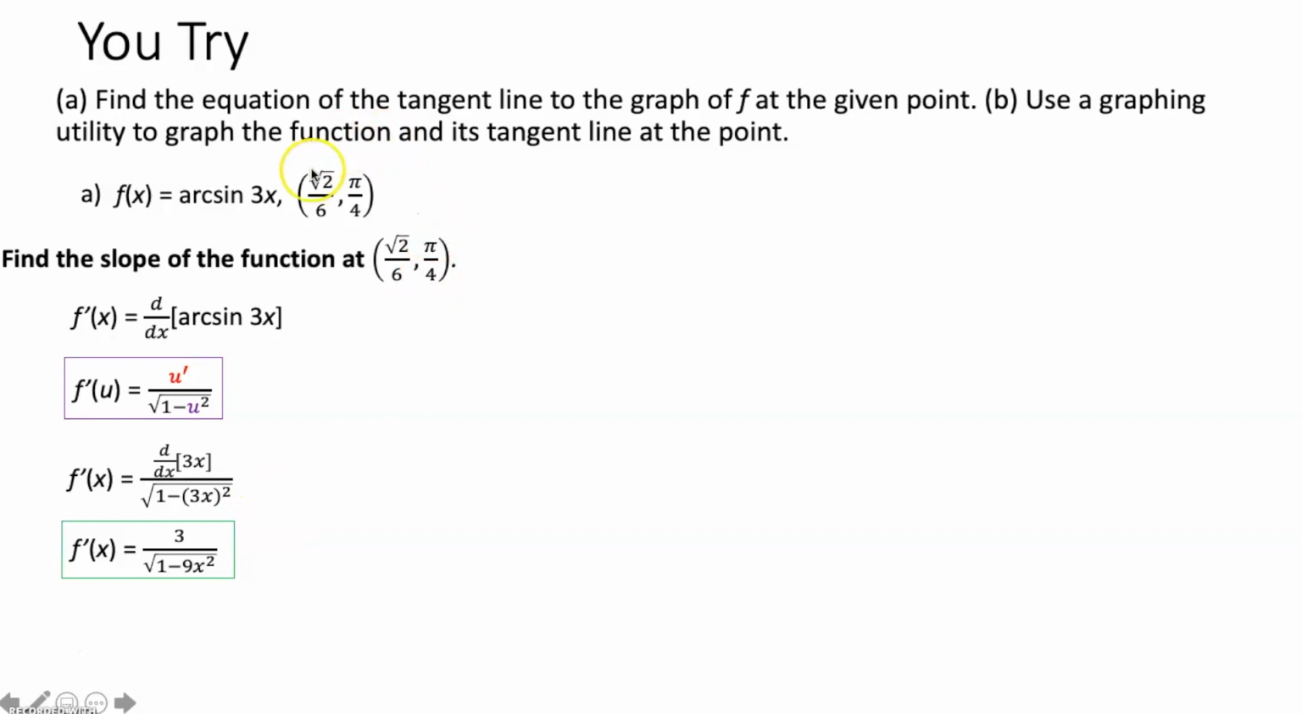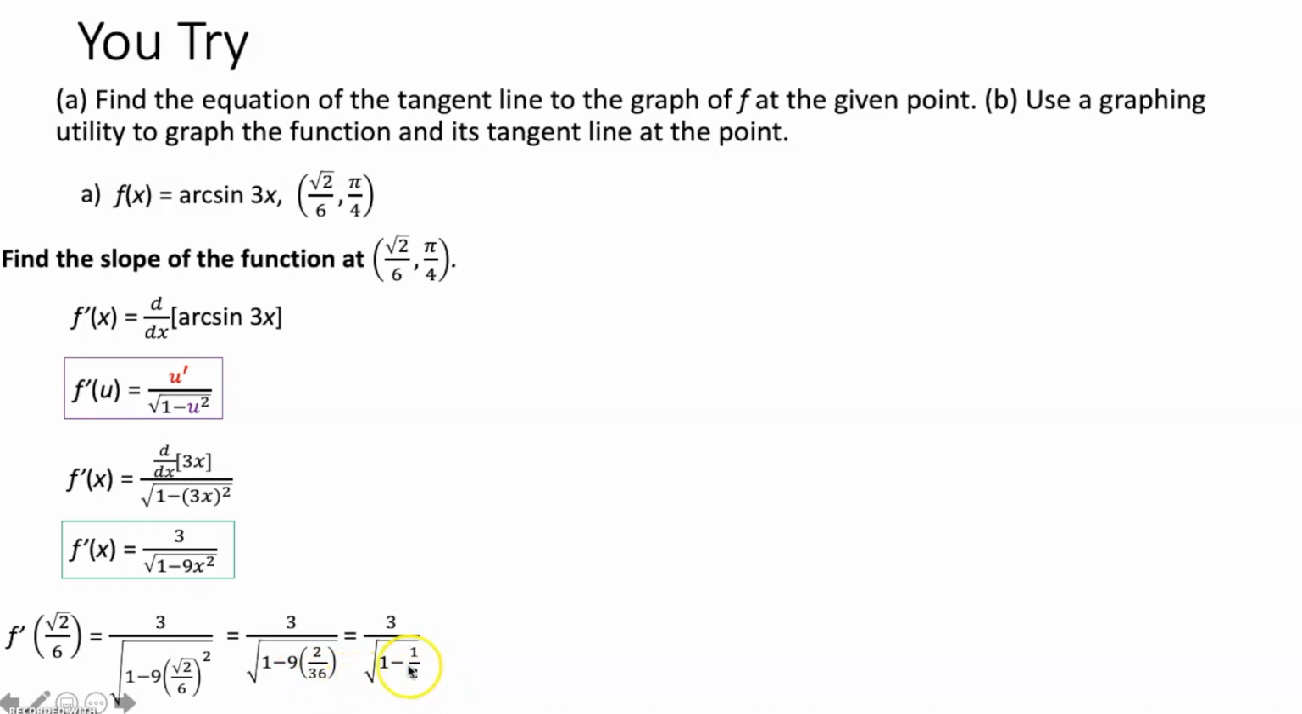Now we need to plug in our point to find the slope of our function, the slope of the tangent line at this given point. So we take rad 2 over 6, we plug it in for our x here, and then we simplify it. Rad 2 over 6, we square that. You square the numerator and denominator. Rad 2 squared is just going to be 2. 6 squared is going to be 36. You then multiply that to 9, and you get 1/2.